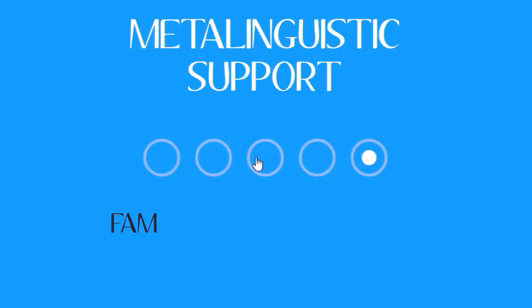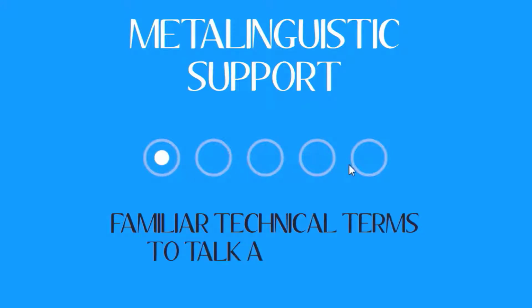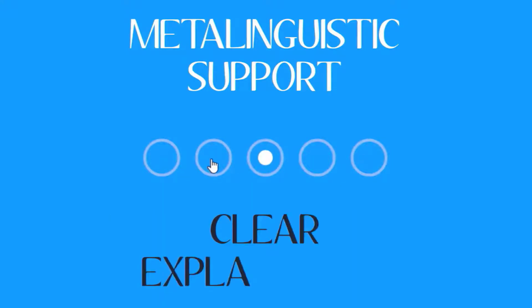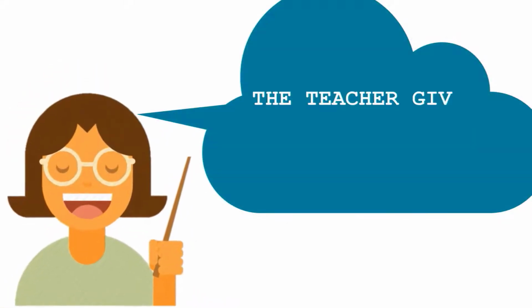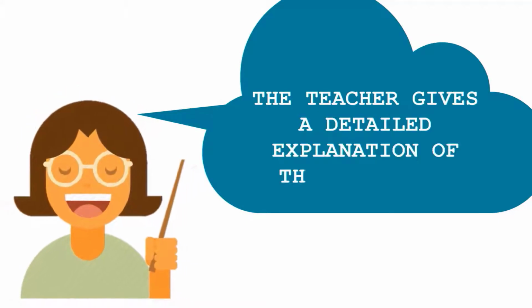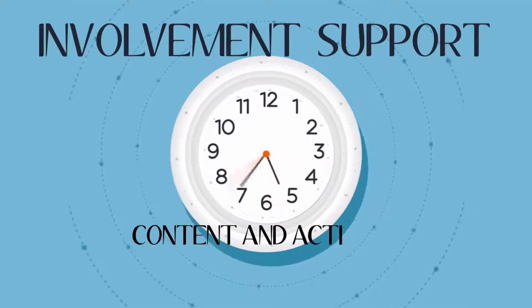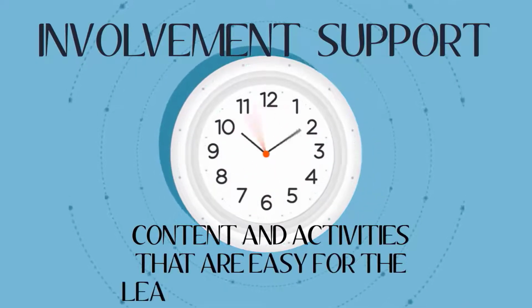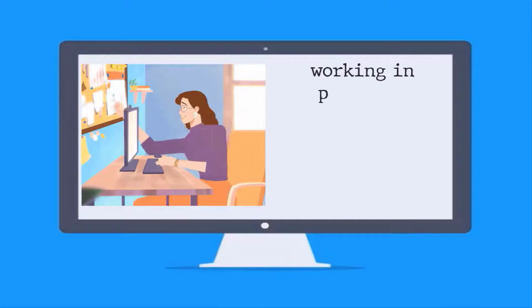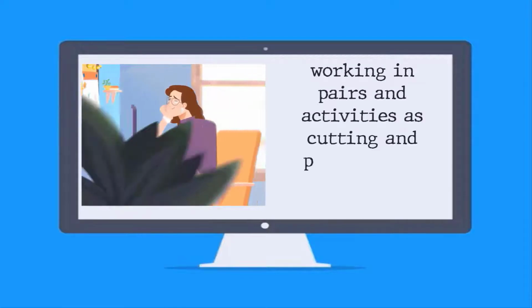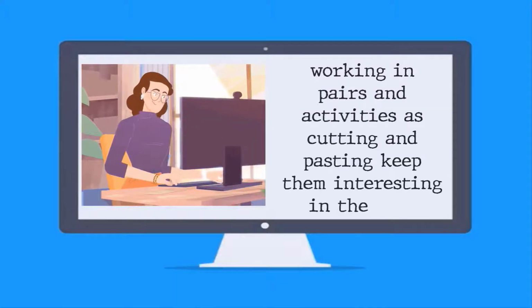Metalinguistic support can come from the familiar technical terms to talk about new language and clear explanations. The teacher gives a detailed explanation of the activity. Involvement support can come from the content and activities that are easy for the learners to engage with. Working in pairs and activities such as cutting and pasting keep them interested in the task.